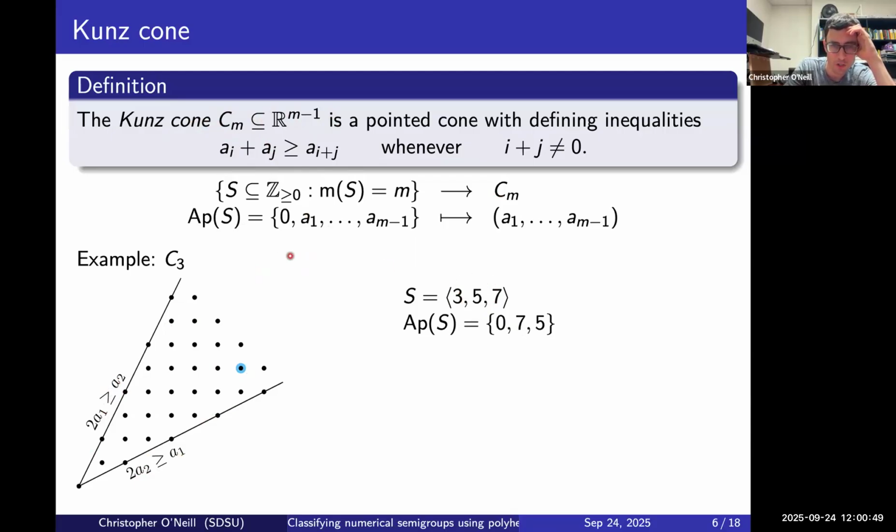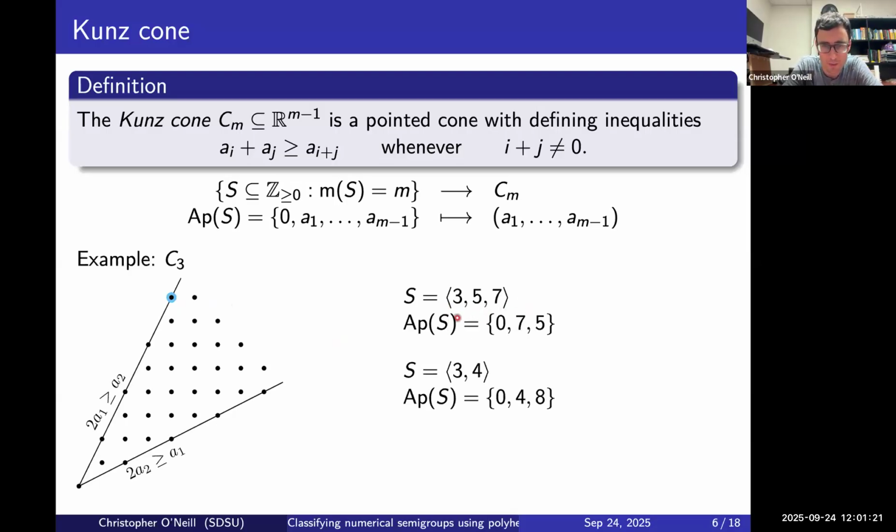3 has to be a minimal generator because that's our value for m. And then the rest of the Apéry set needs to be 7 and 5, and those both end up being minimal generators. Similarly, if we take this point up here on the top bounding ray, that's the point (4, 8). This time the generators end up being just 3 and 4 because 8 we can get as 4 plus 4.